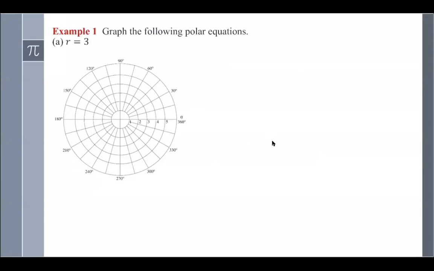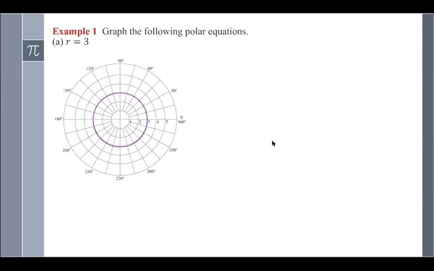So the first example is r equals 3. Basically this means our radius equals 3, or it's a circle with radius 3. We'll just go ahead and find the radius of 3, plot the points, and then we can just graph that circle. It's pretty straightforward and simple.